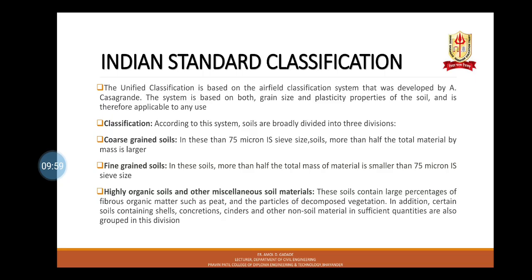Highly organic soils and other miscellaneous soil materials. These soils contain a large percentage of fibrous organic matter such as peat and particles of decomposed vegetation. In addition, certain soils containing shells, concretions, cinders, and other non-soil materials in sufficient quantities are also grouped in this division.